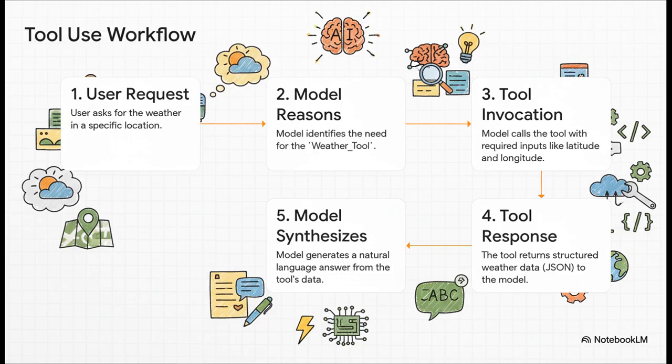So you, the developer, define a weather tool and what it can do. When the user asks about the weather, the model is smart enough to realize, hey, I need to use that tool. It then figures out what inputs the tool needs, like latitude and longitude, calls your code, gets back that raw data, and then, this is the magic part, it synthesizes all that technical data into a perfectly natural answer.